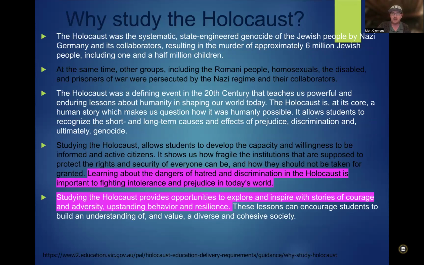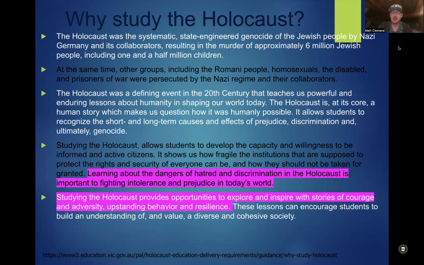So Night is a book about the Holocaust, and let's just talk briefly about why the Holocaust should be studied. I don't know which of this you knew already and which you didn't. The Holocaust was a systemic state-engineered genocide of the Jewish people by Nazi Germany and its collaborators. This resulted in the murder of approximately 6 million Jewish people, including 1.5 million children. This was during World War II. At the same time, other groups, including the Romani people, homosexuals, the disabled, and prisoners of war, were persecuted by the Nazi regime and their collaborators.